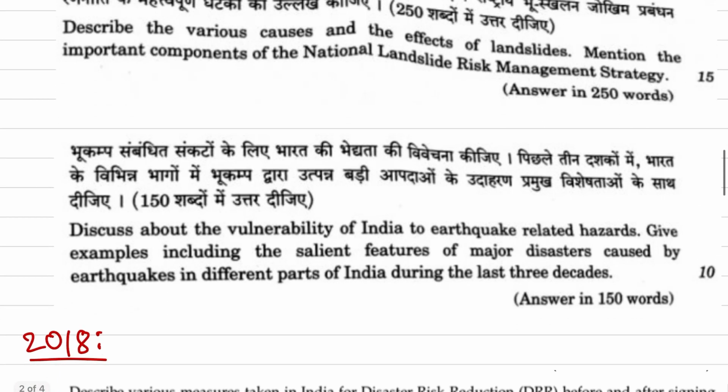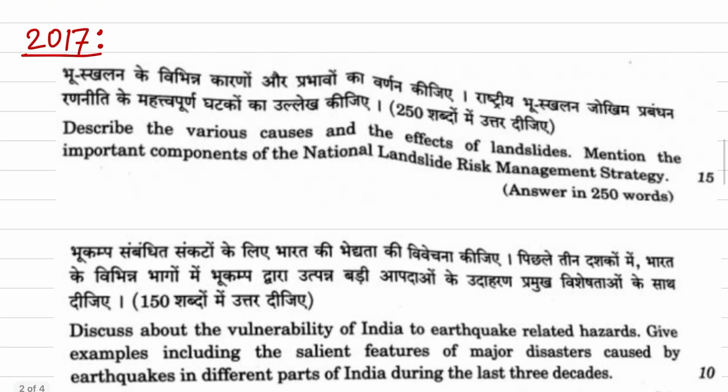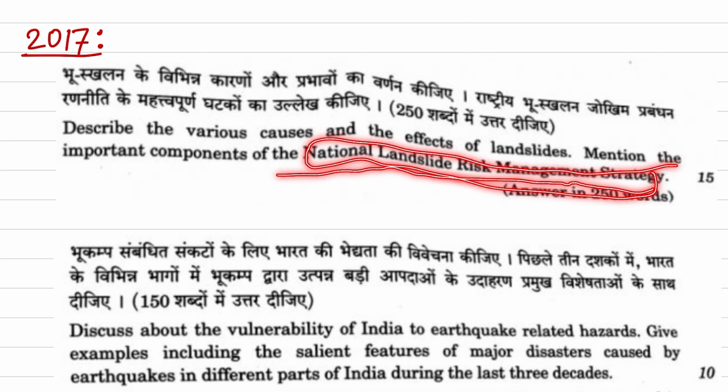Now in 2017 there were two questions. First was asked for 15 marks and second for 10 marks. First question: describe the various causes and effects of landslides. Again, this is a disaster specific question, right? Mention the important components of the national landslide risk management strategy. Again, this is mentioned, I think, on your website also. Again, these are general guidelines. We will see them in details.